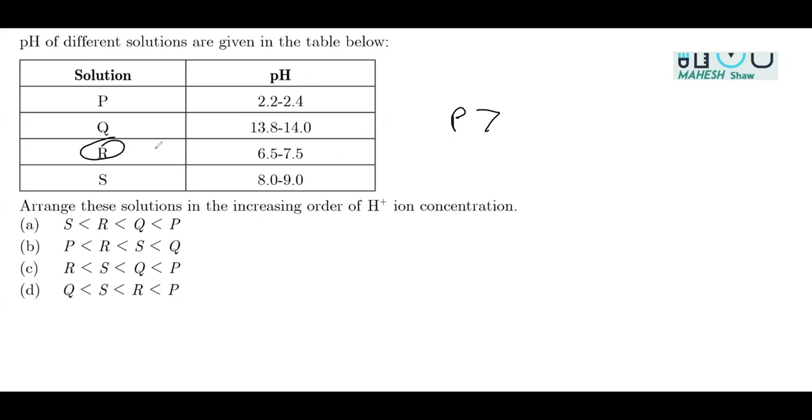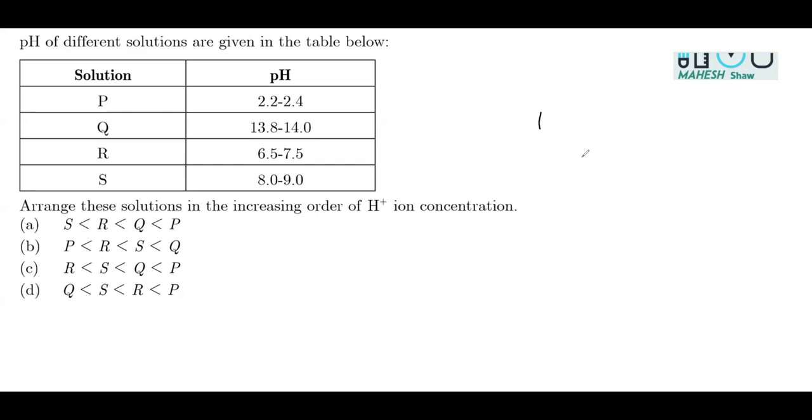And next is R, right? So R is acidic in nature, but has lower acidic strength, and similarly we'll go for S. So what I'm talking about here is that the strength of an acid is determined by the pH. Lower the pH, higher is the strength. Now coming to this question, it says H plus ion concentration. This is important: those acids which completely ionize release more H plus ions. That means the higher the H plus ion concentration, the more acidic it is.